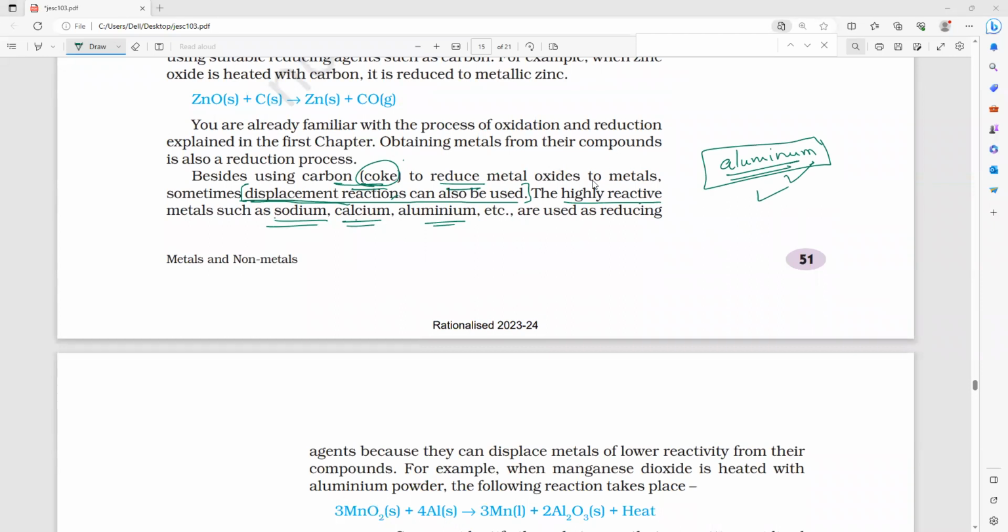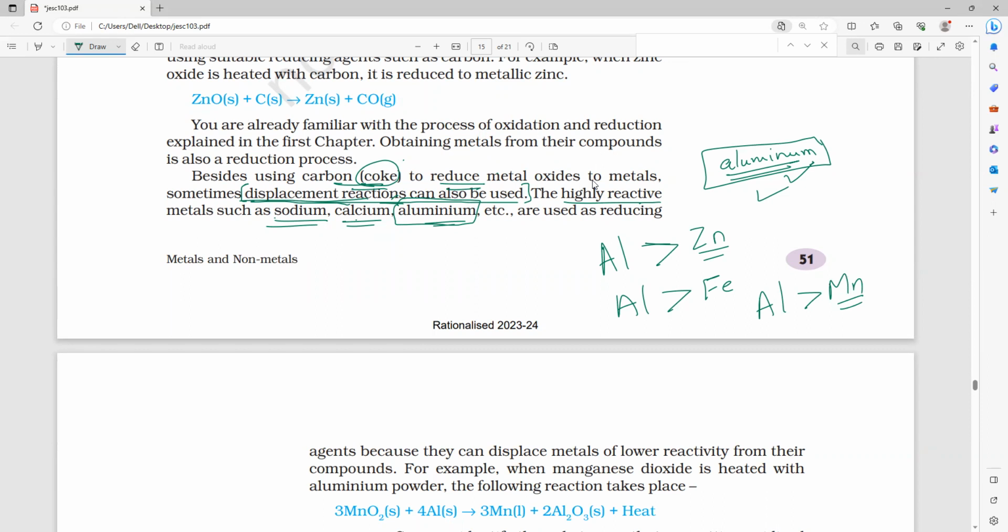Of course, if you want, you can use it. Nothing wrong in that, but always we can use it for displacement reactions. Aluminium is very much preferred because it will react normally. Aluminium is more reactive than zinc or not? Aluminium is more reactive than iron or not? Aluminium is more reactive than manganese. Am I right or wrong, everybody?